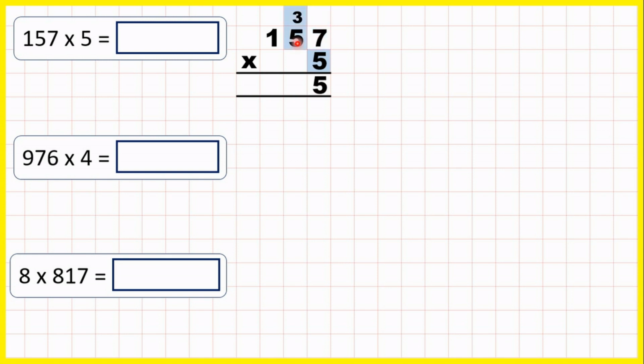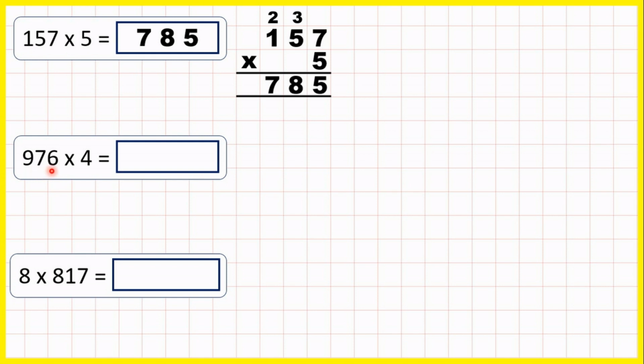Now on to the next digit. 5 times 5 is 25, but then we need to add the 3 that's on top. So 5 times 5 is 25, plus 3 is 28, so 2, 8. Now on to our last digit. 1 times 5 is 5, plus 2 is 7, so 157 times 5 is 785.